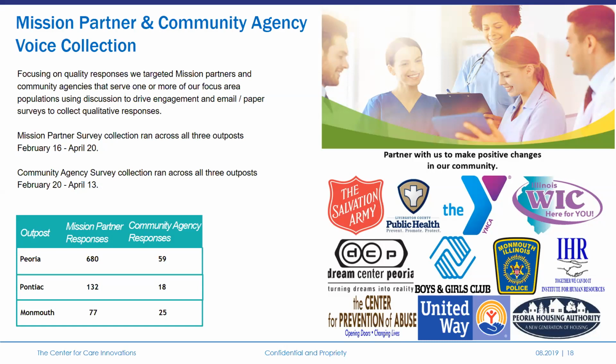And then we also sent it again to community agencies, so you can see just some of those, being the Center for Prevention of Abuse, the Salvation Army, public health departments. We also talked to the police in each of the outposts, because they experience a lot of those social determinant issues, where those who may have mental health issues are constantly back in the system, or don't have stable housing, and again end up back in the system. So we got a lot of great insight and voice from them as well.